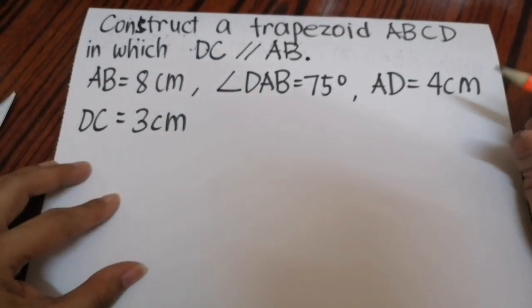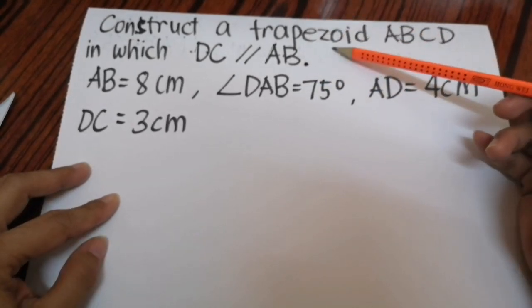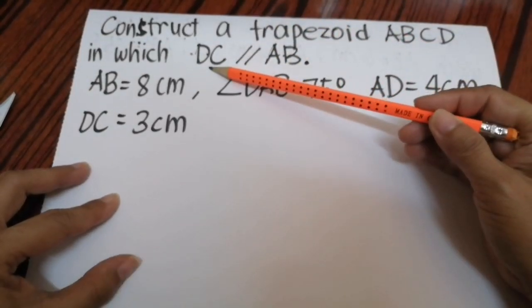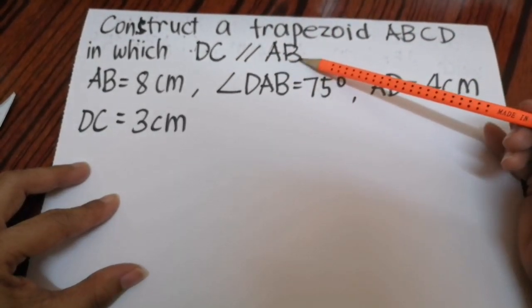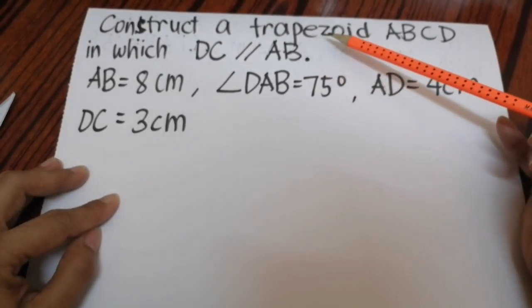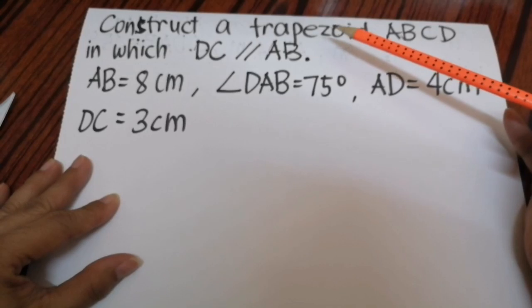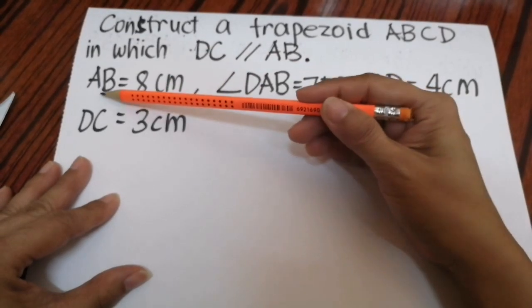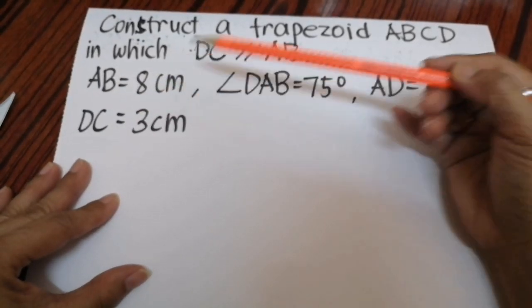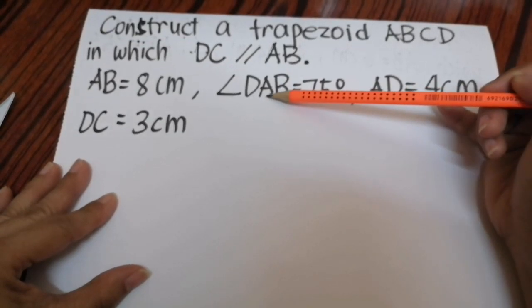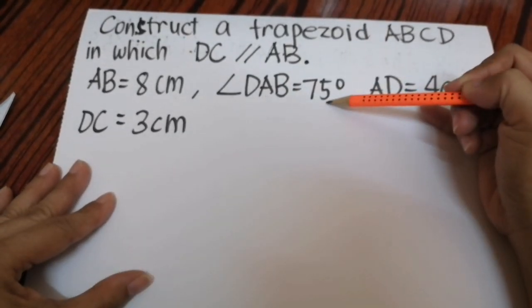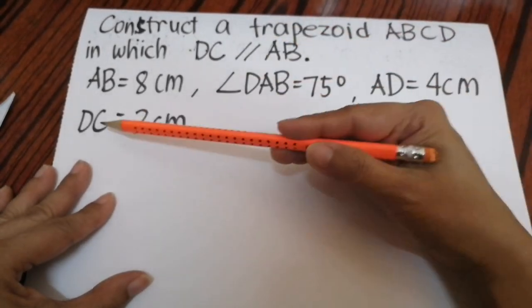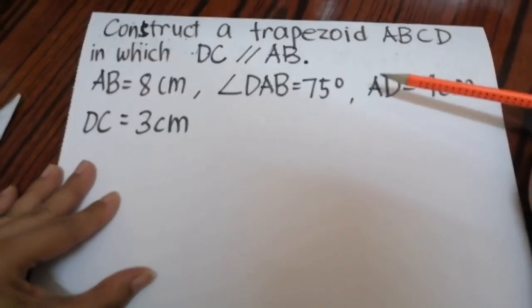For the last example, we are going to construct or draw a trapezoid ABCD in which side DC is parallel to side AB. Now you have to remember that in a trapezoid there is only one pair of parallel sides. Okay, we are going to consider the following measurements: AB with 8 centimeters length, angle DAB, A as the vertex, with a 75 degree angle, line AD 4 centimeters, and line DC 3 centimeters.